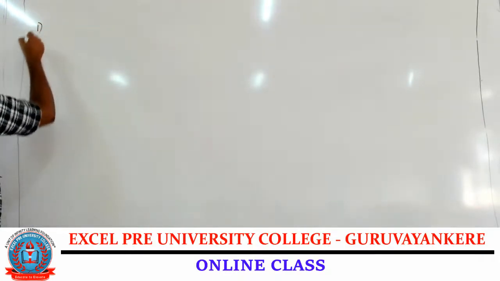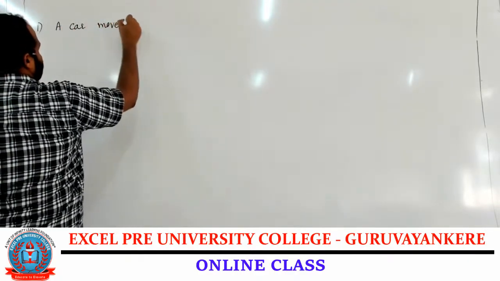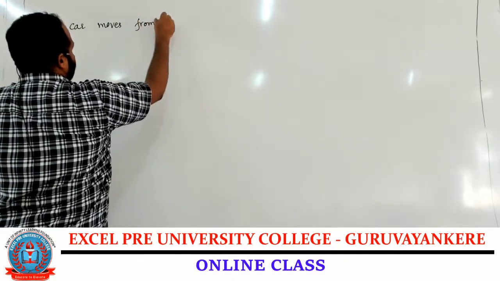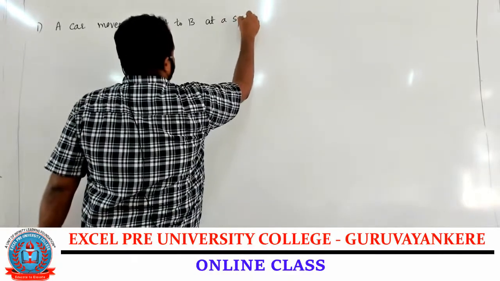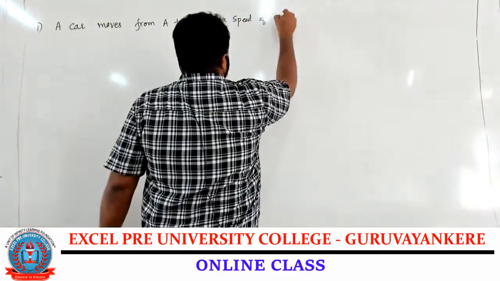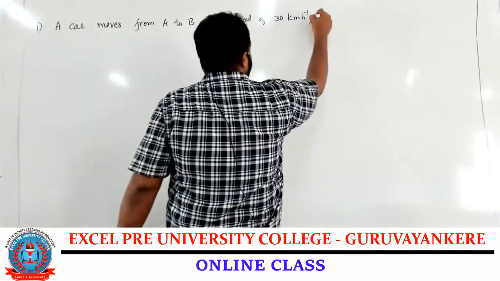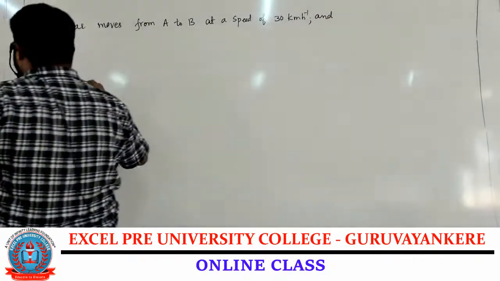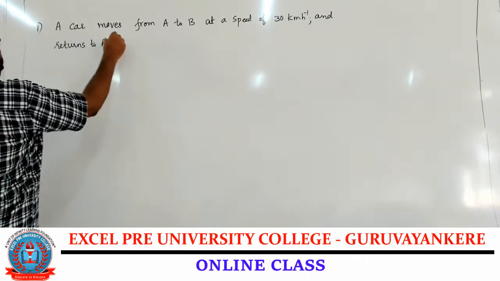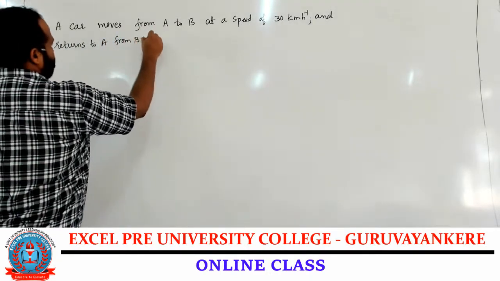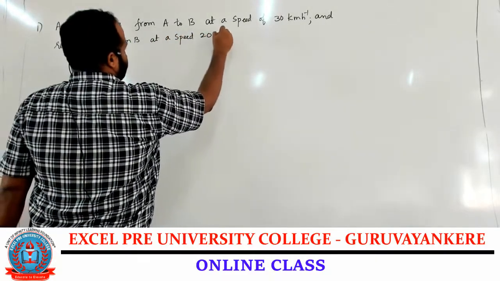Write down: a car moves from A to B at a speed of 30 kilometer per hour and returns to A from B at a speed of 20 kilometer per hour.